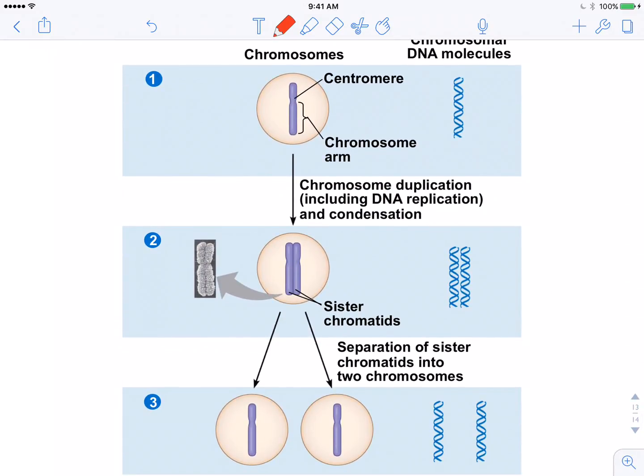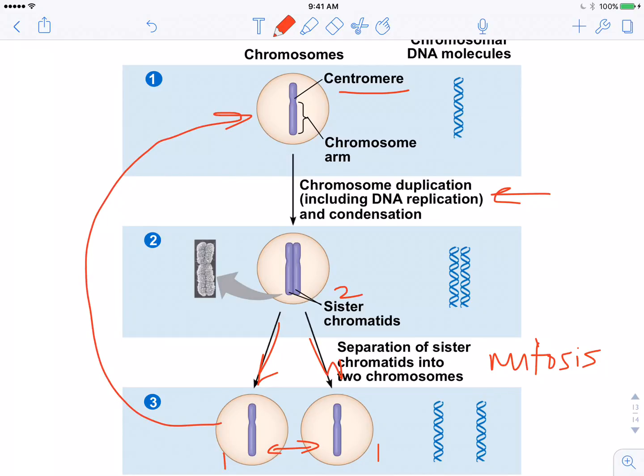So here we have a little graphic. Here we have one chromosome, and it has a centromere. Then that chromosome will be duplicated, and now we have one chromosome with two sister chromatids. Then over the course of mitosis, the separation of sister chromatids sorts them out, and now I have one chromosome in each cell. You see these cells are genetically identical to each other, and they are identical to the parent cell.